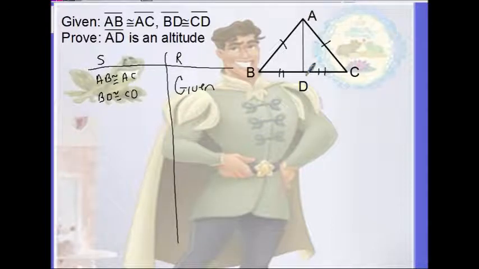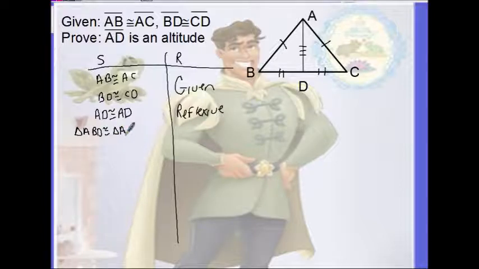So here we go. Looking at my picture, I see that I have a reflexive. Now, remember, if you get the urge to draw it, have that same urge to write it. AD is congruent to AD. The reason? Reflexive. Now let's say our triangles are congruent. Triangle ABD is congruent to triangle ACD. The reason? Side, side, side.